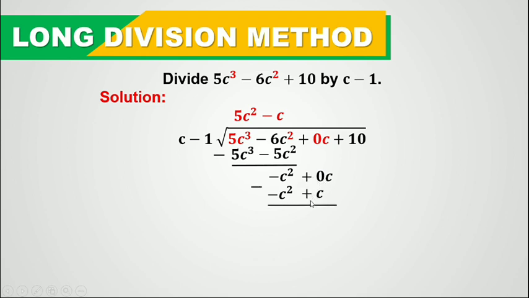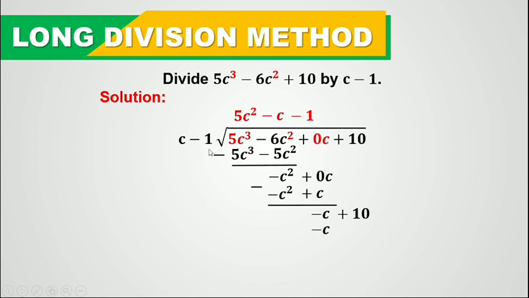Now let's subtract them. So negative c squared minus negative c squared, that's 0. And then 0c, or that's 0 minus c, that's negative c. And then bring down 10. And then divide again. So negative c divided by c, that's negative 1. So negative 1 times c, that's negative c.